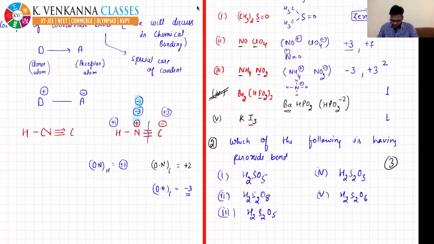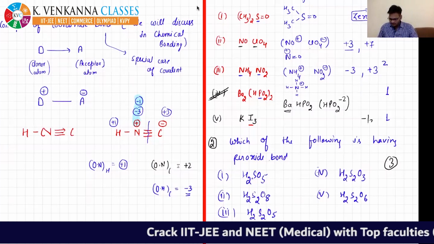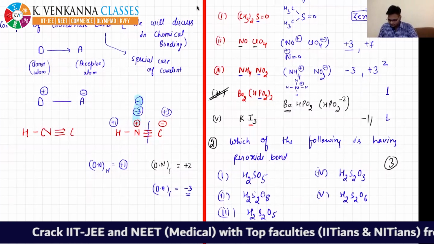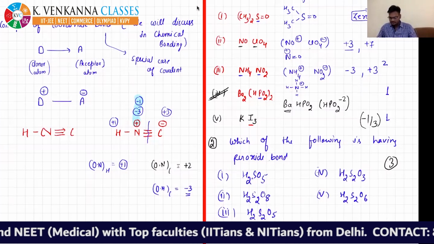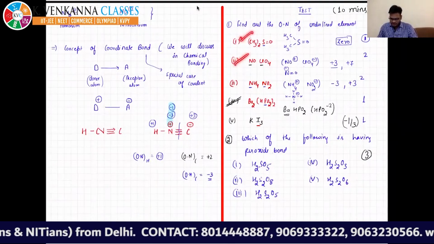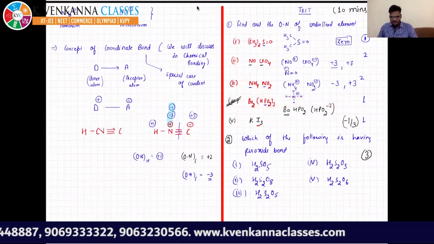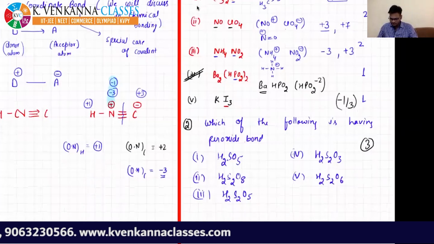I have written the wrong compound actually in this case, but let's solve the fifth one. In the fifth one, we already know that potassium will have +1 charge, so iodine will have -1/3, right? So I have given the answers of first, second, third, and fifth. Fourth, we will discuss later. I have given the wrong compound actually.